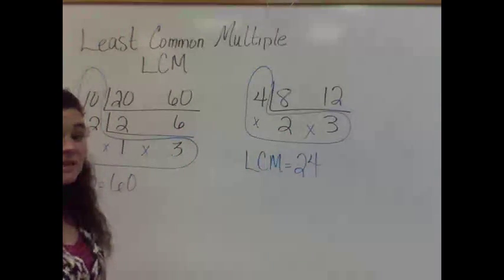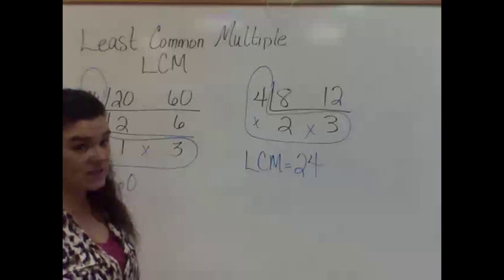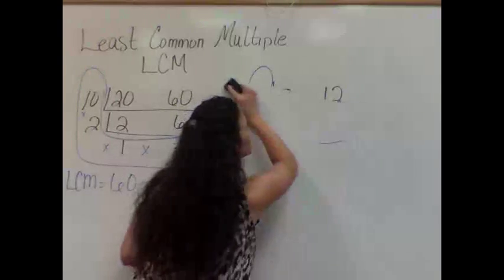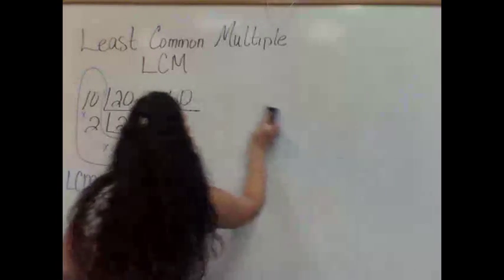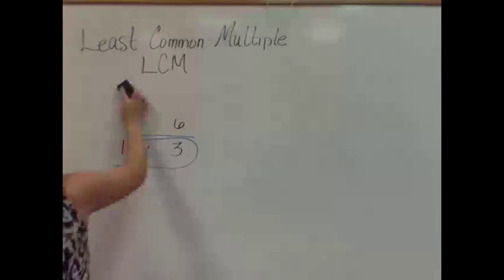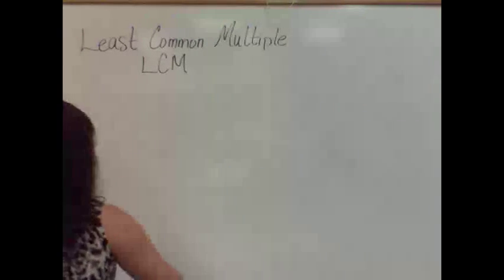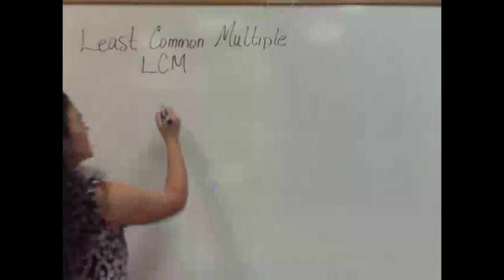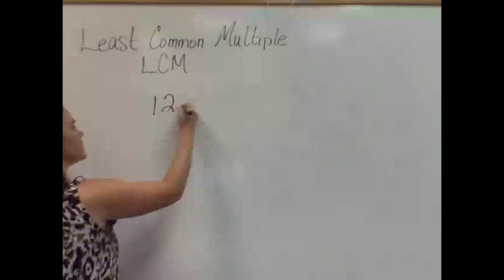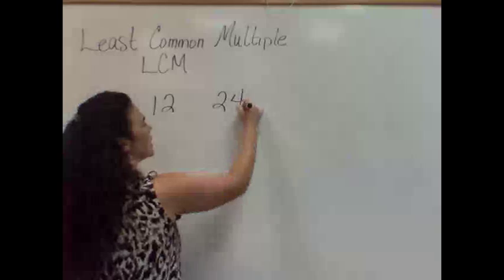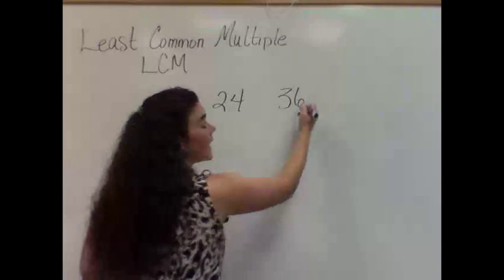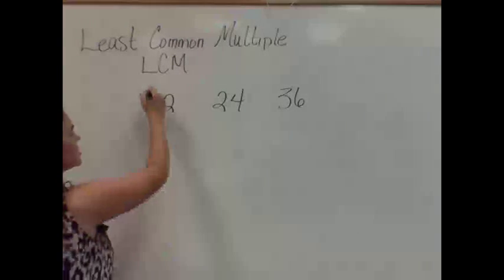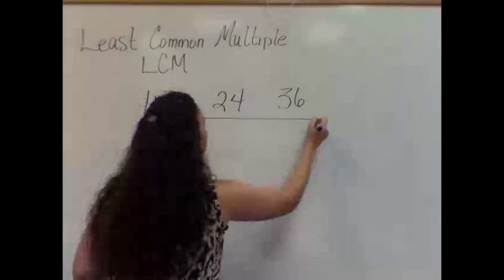Now, I want to do this again. And remember, last time we did 3 numbers. I'm going to do another example of LCM with 3 numbers so that you can see how that works as well. Again, we have to find a common factor between all 3 numbers. I'm going to use 12, 24, and 36. I used these numbers in the last example, so I want to use them again just so we can make sure we know what we're doing.